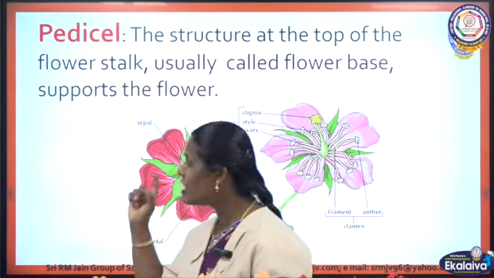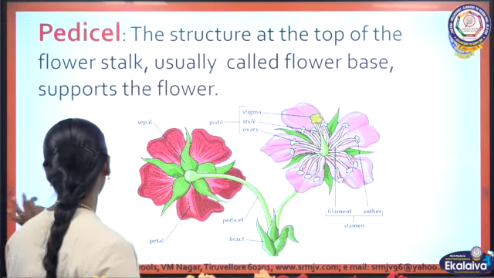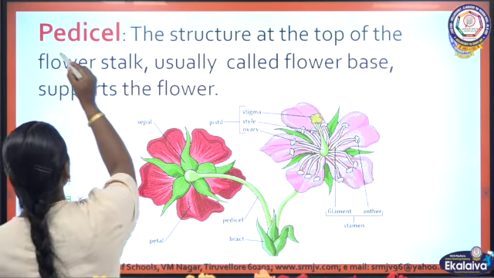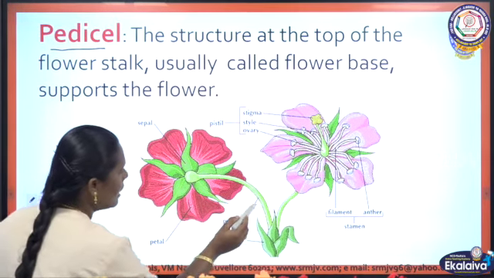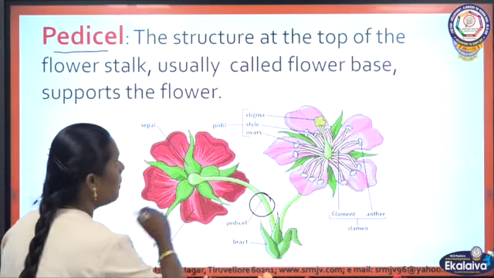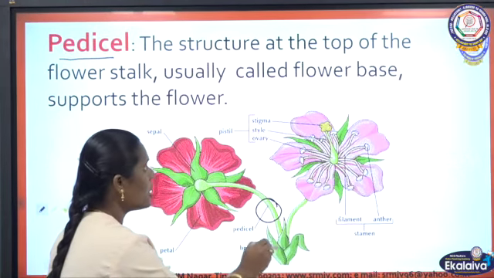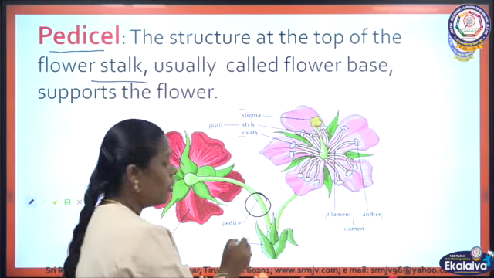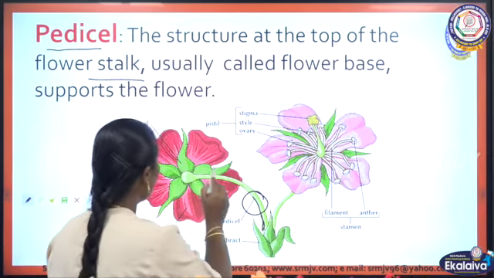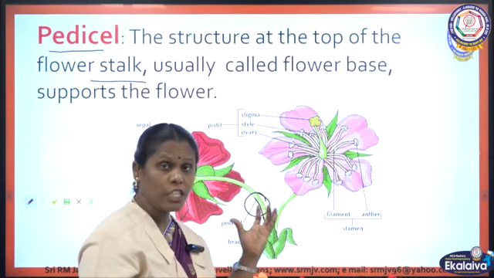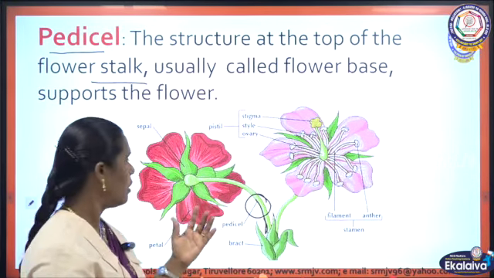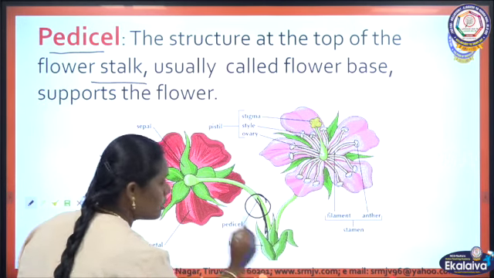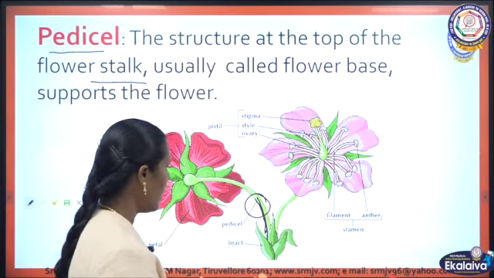Okay. In the first part, see, this is the first part, pedicel. See where it is present. This is a pedicel. The structure at the top of the flower stalk is usually called the flower base. It gives support to the flower. So this part, the pedicel, is attached to the stem, right?